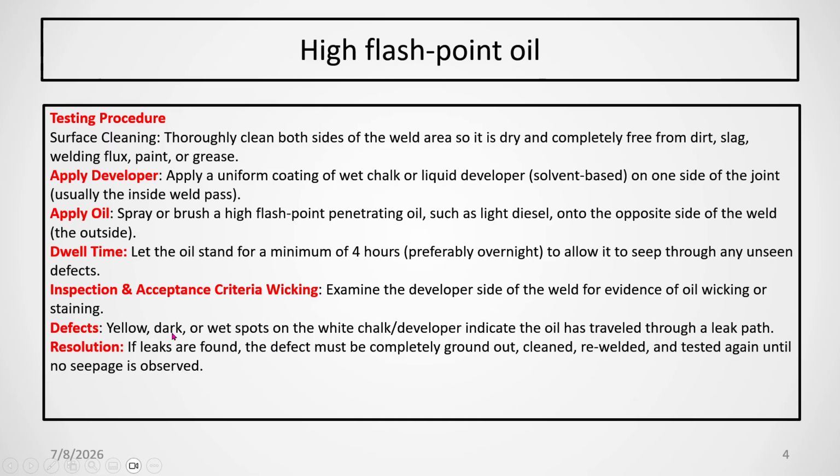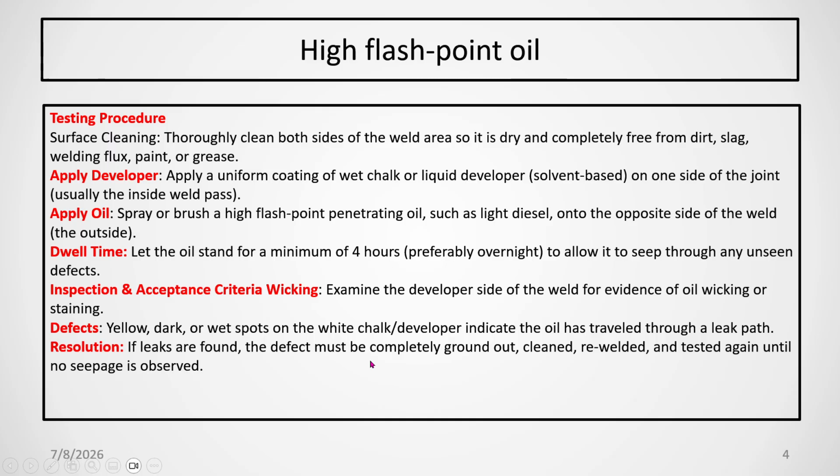Yellow dark spots on the white chalk or developer indicate that oil has traveled through the leaky path. Where a leaky path is found, you have to completely grind out the weld, clean, re-weld, and test again until no seepage is observed.